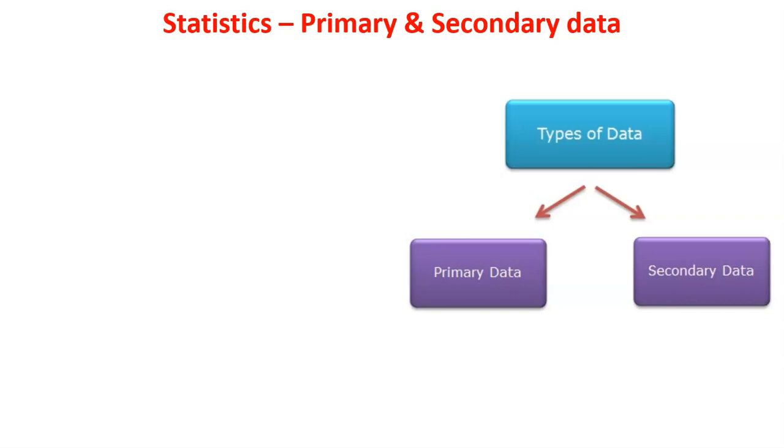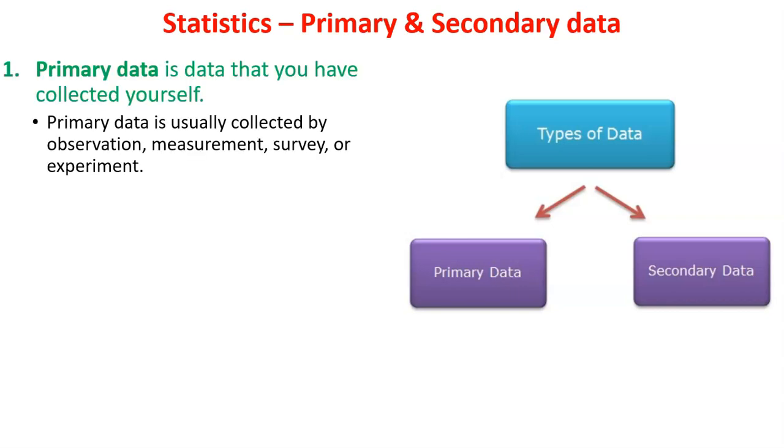Now we're going to look also at different ways of collecting data, and we can call these primary data, is the first one. So primary data is that data that you've collected yourself. Okay, so it's data that you've actually been involved with. Primary data is usually collected by observation, by measurement, by survey, or by experiment. Normally when you do science experiments, you're doing some sort of data collection, you do an experiment, and you would record that data. Because you're actually collecting it, that would be primary data.